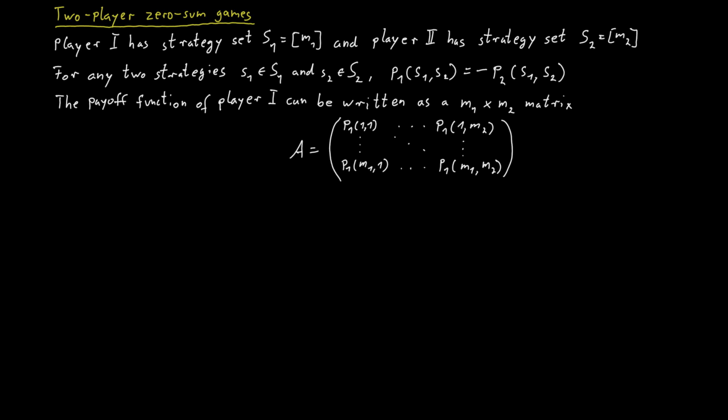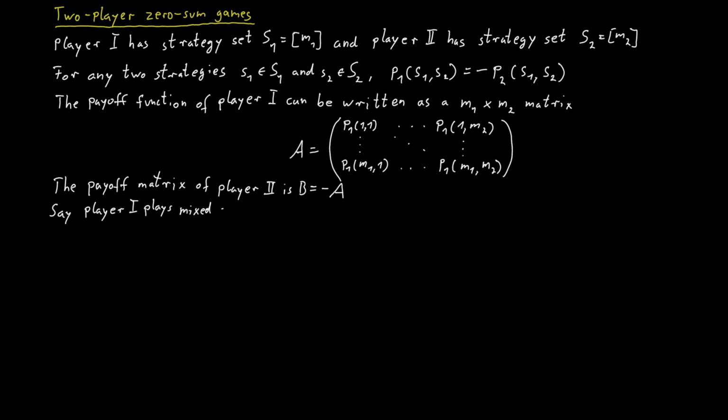The payoff to player 2 would simply be minus the payoff to player 1. So we can express it as a matrix B, which is just minus A. Say player 1 plays the mixed strategy X, and player 2 plays mixed strategy Y. Remember that X and Y are vectors that specify for each pure strategy of the respective player with what probability that pure strategy is played.